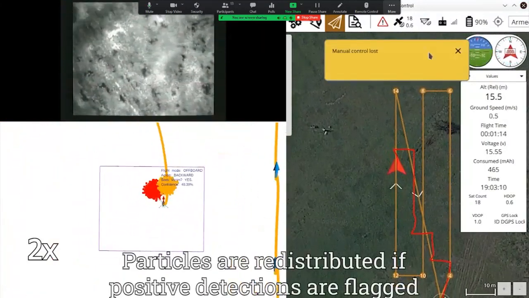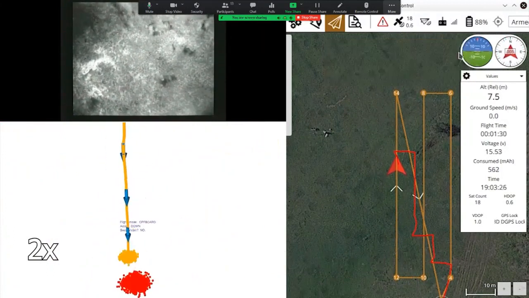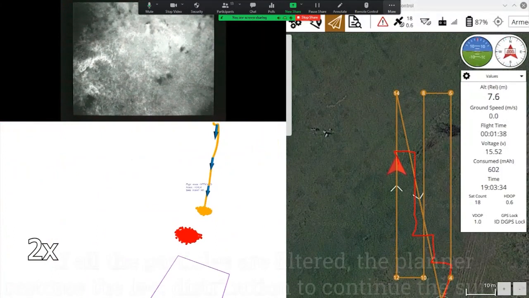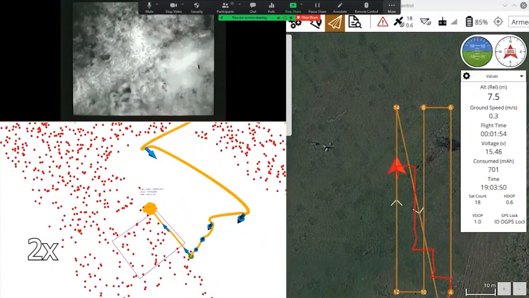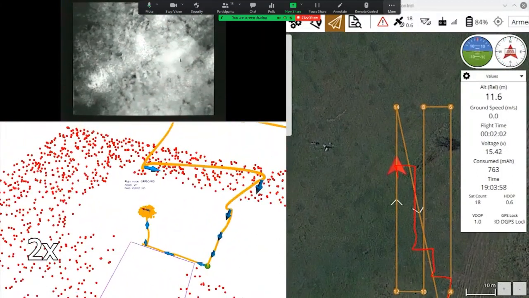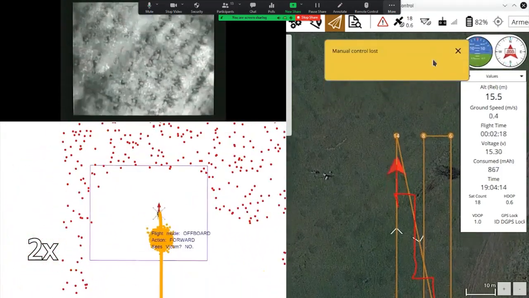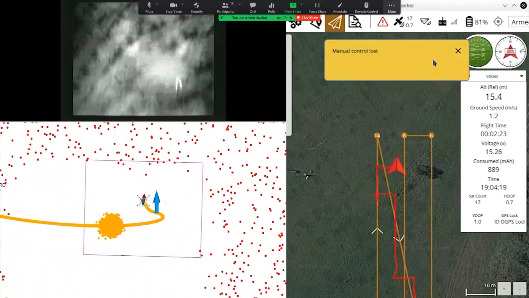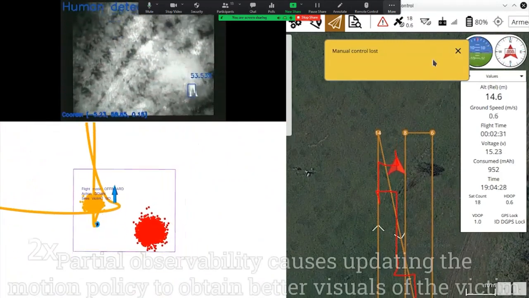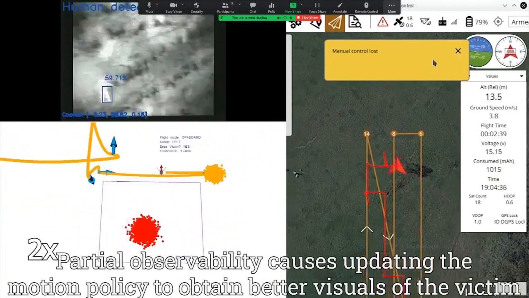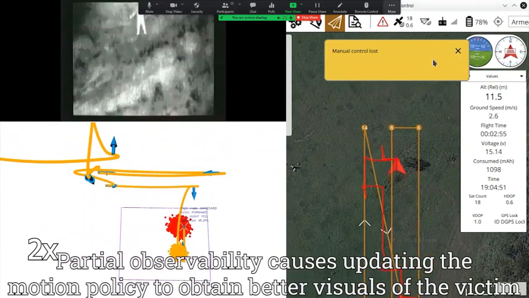In this case, as you can see, there was a false positive that indirectly redistributed the particles. But as you can observe here, the UAV inspects the area, and after not receiving further positive detections, it discards the location of the victim in that patch, and it restores the previous distribution of my belief, and the UAV continues the exploration. After continuing the exploration, later it gets another positive instance, in this case, with the heat signature of our PhD researcher volunteer.